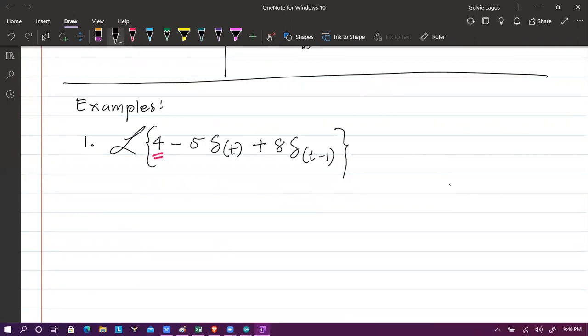Now let's start with the Laplace transform of 4. So by inspection, the Laplace transform of 4 is just 4 over s. That is the Laplace transform of the constant.